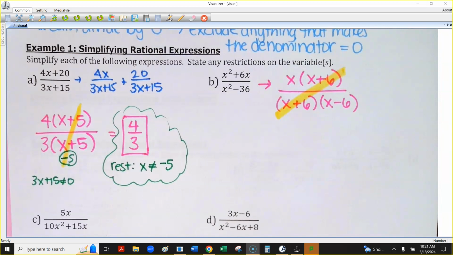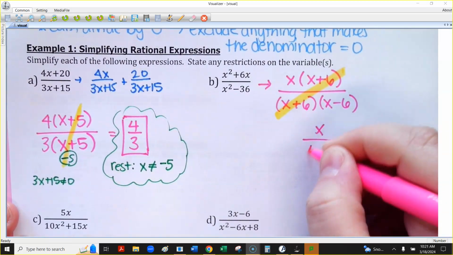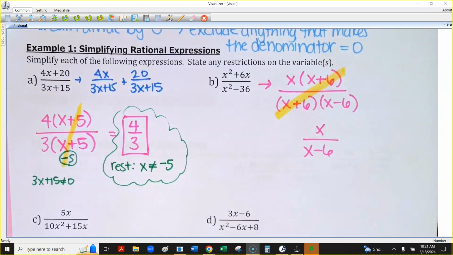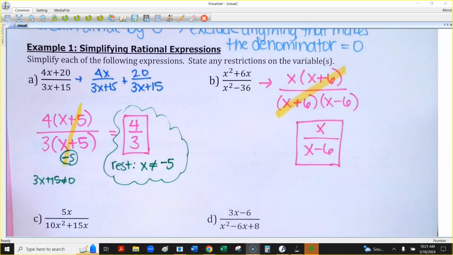So on the top, you would have x. On the bottom, you'd have x minus 6. You cannot cross the x's out because for that x minus 6, you'd have to have something that matched it on the top. I don't have anything that matches that on the top. Do not cross the x's out here. This would be your answer. That's as far as you could go.